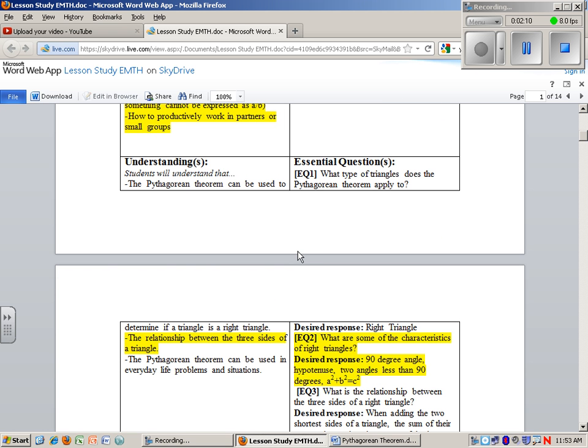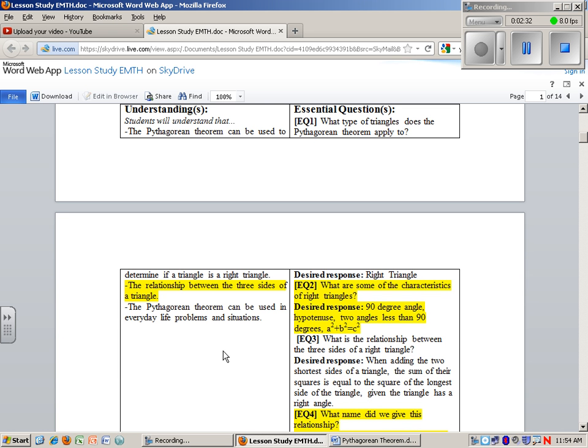With the different understandings, one thing that we felt needed to be a larger focus was the relationship between the three sides of a right triangle. And so that's one of the aspects that we would want to incorporate more so that students gain that understanding. In terms of essential questions, these ones stayed basically the same.